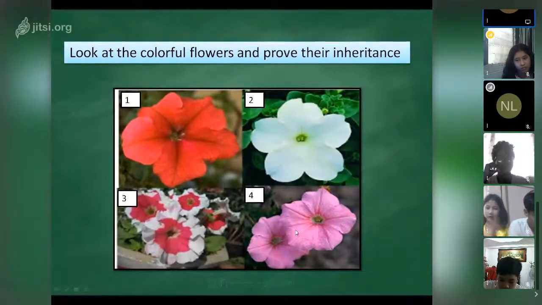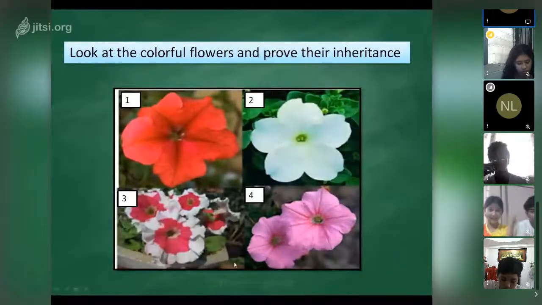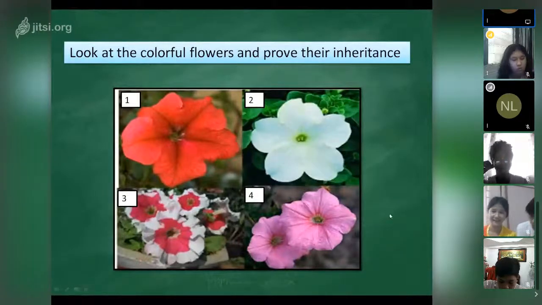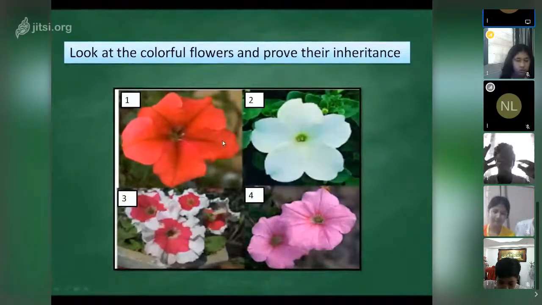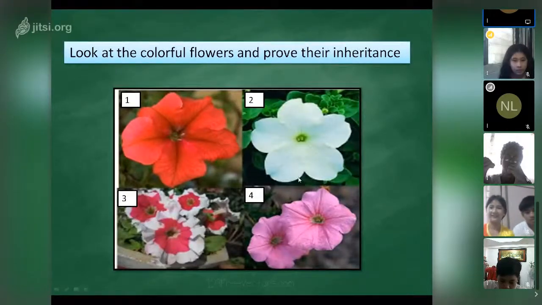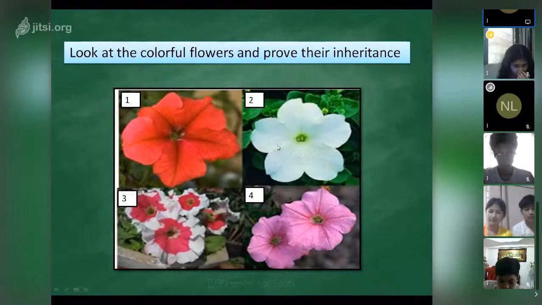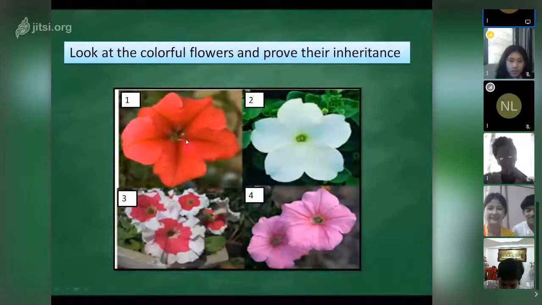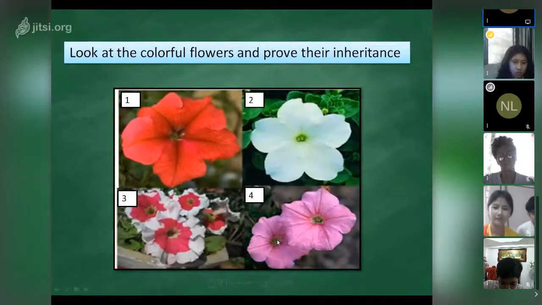Now, if I am going to ask you, class, if 1 and 2 are the parents, and we follow incomplete dominance, meaning we can no longer see the red and white in the offspring. That is incomplete dominance. Now, if the parents are red and white, what would be the offspring? Under incomplete dominance, is the offspring 3 or 4? Who wants to answer? 4, sir.